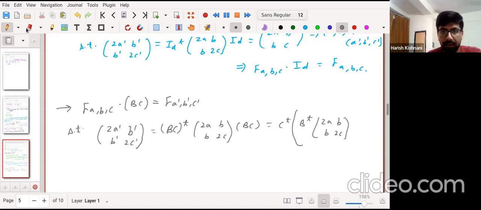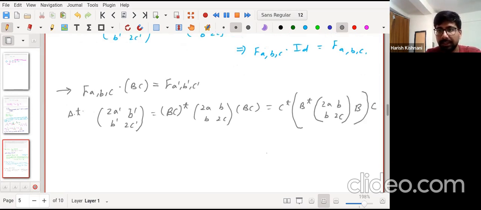the notations are so bad. So okay, this is a matrix 2A, B, B, 2C, then this is a bracket, not a matrix, and then you have C outside. So it's just the outcome of B transpose 2A B B 2C B, and then multiplied with C transpose and C.